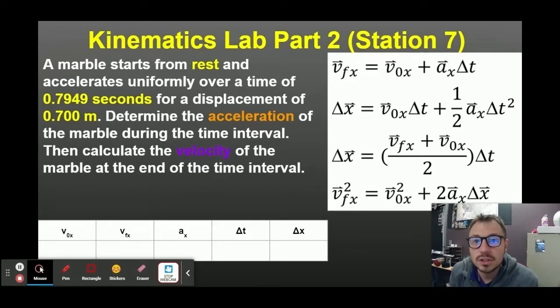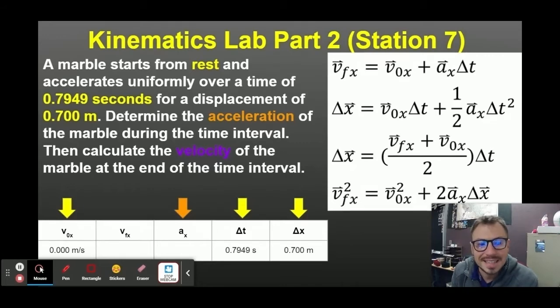So let's ask ourselves that first question. What's the first thing this is asking us to find? It's asking us to find that acceleration. So then we need to see what the 3 variables are that we know. We know it starts at rest, the initial velocity. We know the time interval, delta t, that was given to us by the average of the 3 time trials that we took. And we know delta x, the displacement, that's the distance in between those photo gates. That was set on the ramp, so 0.700 meters. So I'll go ahead and write them down just so I can keep track of them.